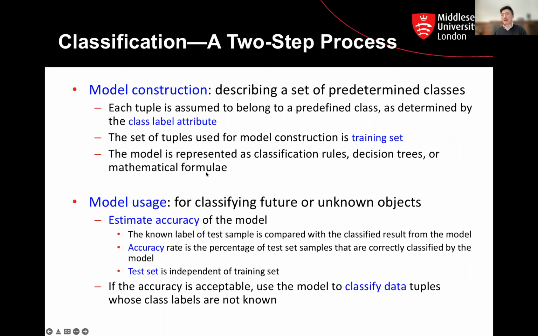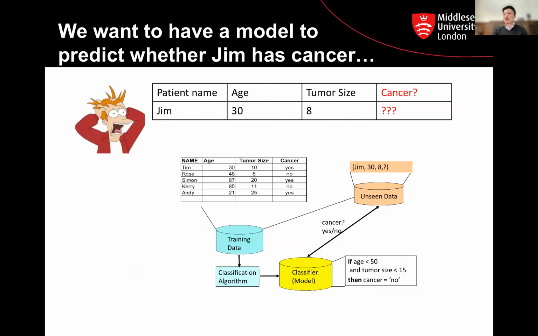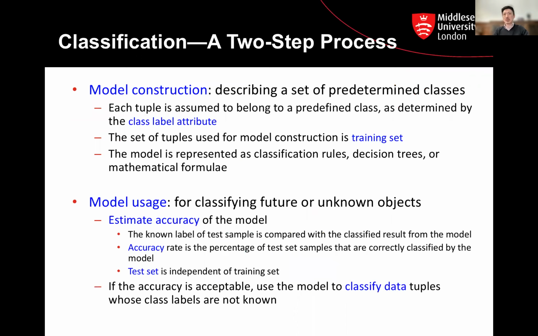Okay, and then we're going to talk a little bit about how you measure the performance of the model. A model like this, if age less than 50 and tumor size less than 15, might not be 100% accurate. So we have to measure the performance in some way. Obviously you can just use the percentage accuracy, but there are more complex, more comprehensive ways to do that.